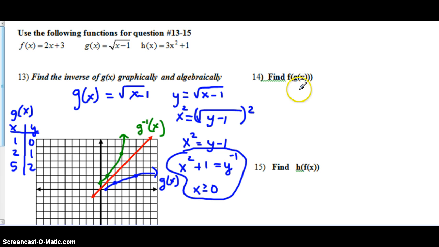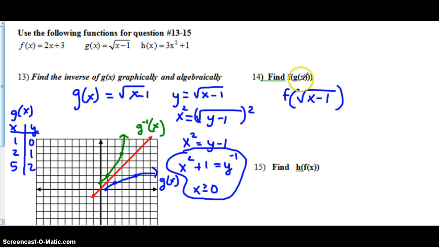Alright, our next one is composition. Notice these two are compositions. And remember, composition is putting one function inside the other. So for 14, we're going to put the g of x inside of f of x. So we always work from the inside out. So our g of x function will go inside the f function.